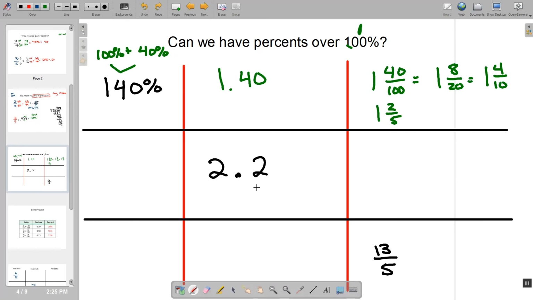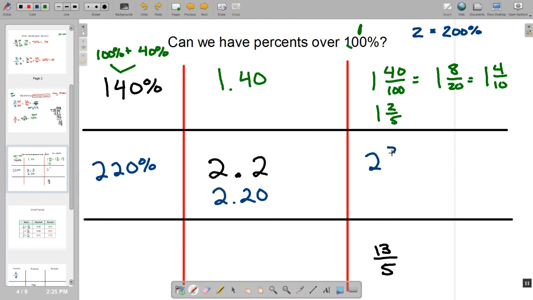Now, if we're given a decimal first, what I like to do is I like to change our tenths to hundredths, and we have 2 and 20 hundredths, and we know that 1 is 100%, so 2 should be 200%, should be double. So this is 200% and an extra 20%. So our percentage should be 220%.